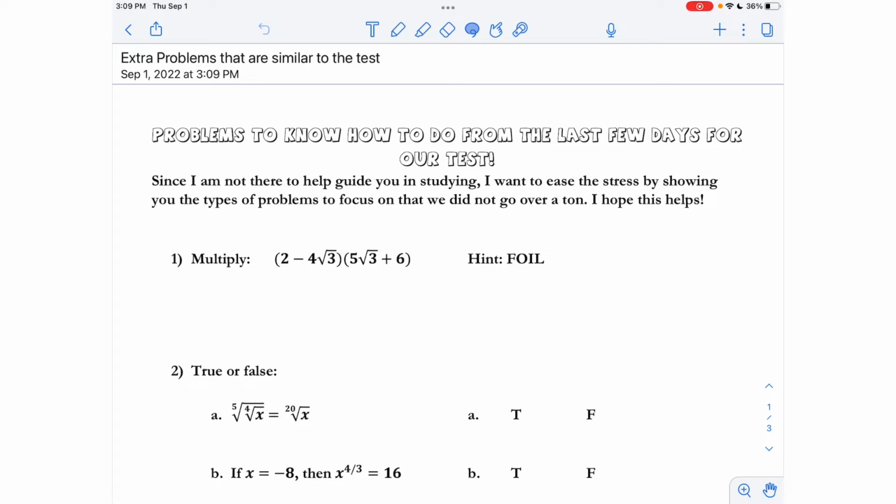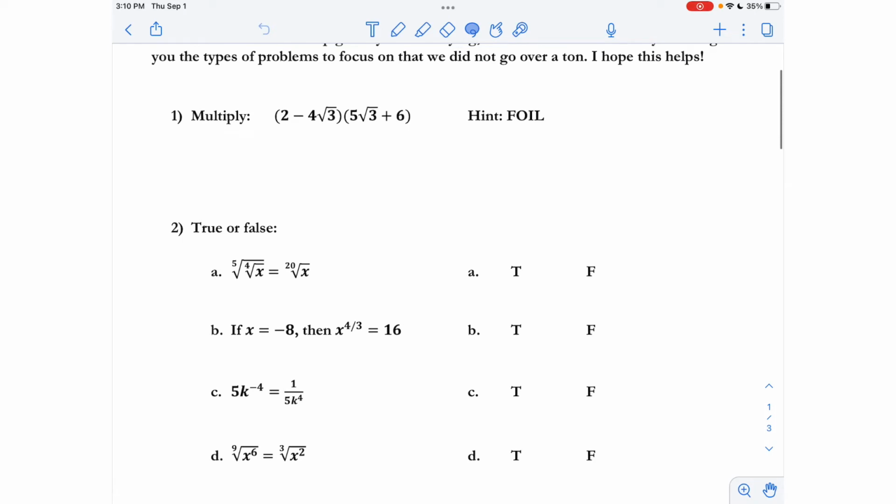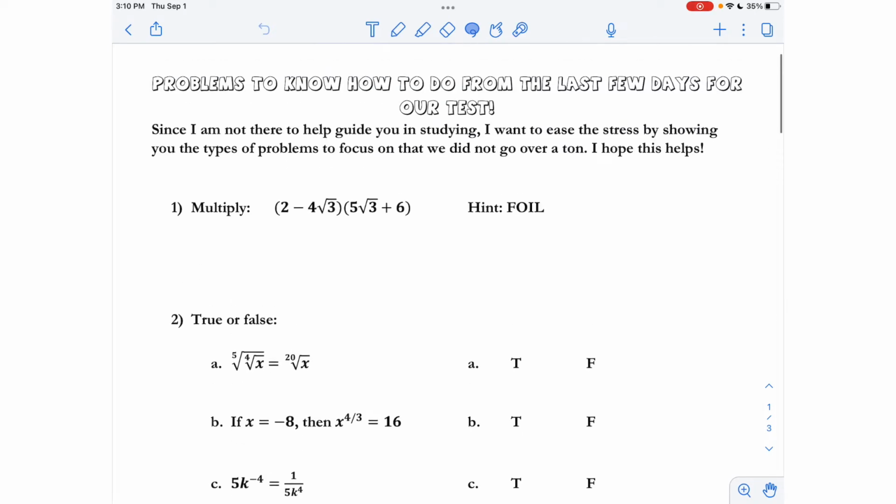So here it is. I actually made this for you because I looked at the test, I went through it, and I made very similar problems on this extra review. This blank PDF is posted in Schoology in the review for the test folder. I am going to do this with you in the video, the whole thing, and then I will post the answer key as well. I really hope this helps. I think it's worth it for everyone to watch it.